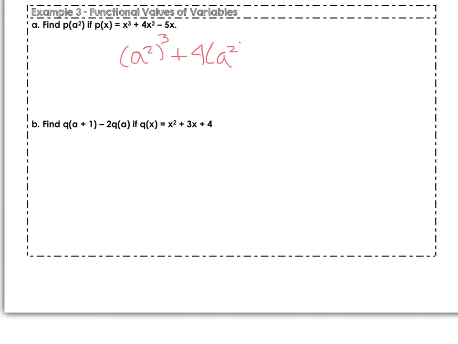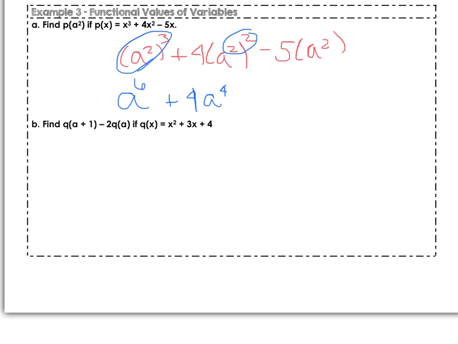So here, we also need to worry about our properties of exponents. So when I raise a power to a power here, I'm actually going to multiply their exponents. So a to the, 2 times 3 is going to be 6. Then over here, it's important to notice that this 4 on the outside is not being squared. What is being squared is the a squared, and so I'm going to multiply his exponents, getting me a to the 4th. And then lastly, I'm going to have 5 times a squared, no exponents to worry about there, okay?